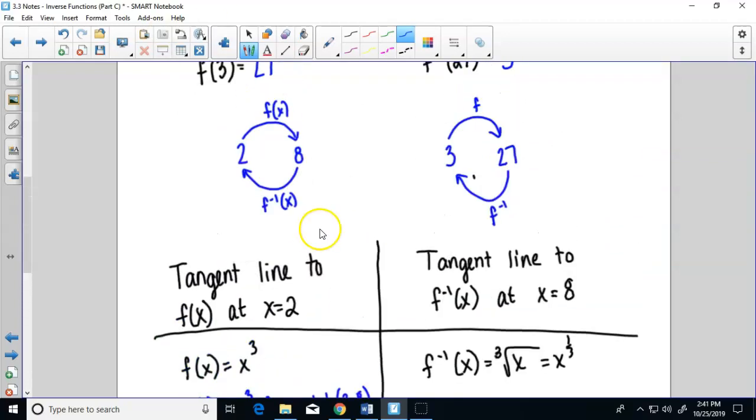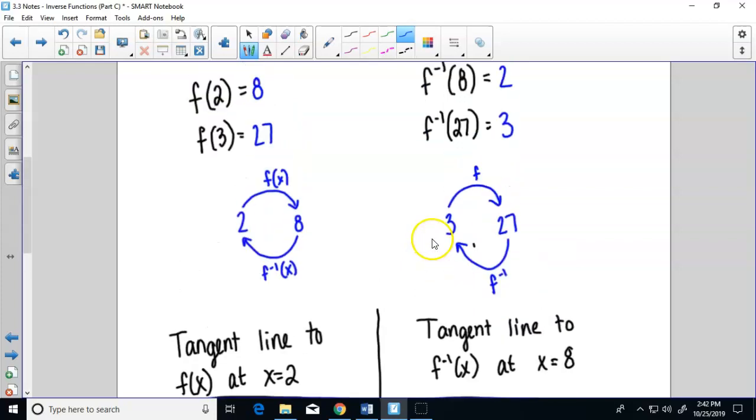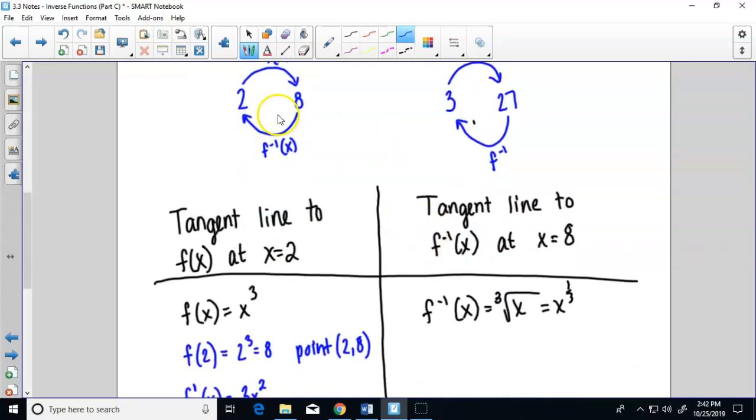So what I want us to do is look at the tangent line to the inverse at 8. And the reason I'm choosing 8 is because for our original function, 2 was my x, 8 was my y. So at that same point on the inverse, x is going to be the 8, and 2 is going to be the y. So they switch which one is the x and the y. We're talking about that same point, but on the inverse, it has been switched. So they're like corresponding points that you have here.